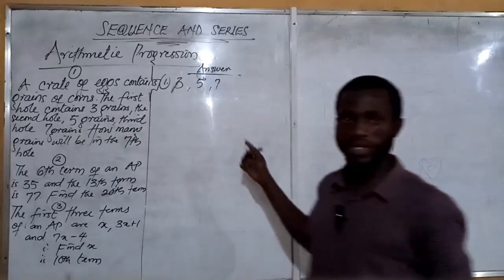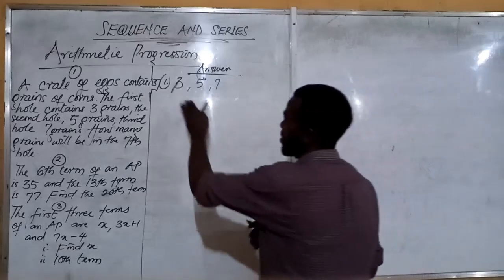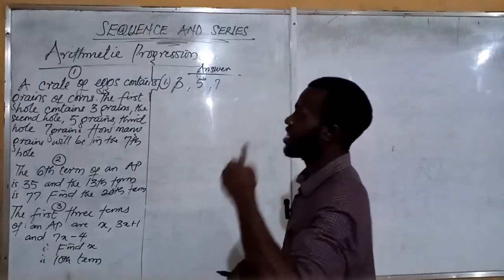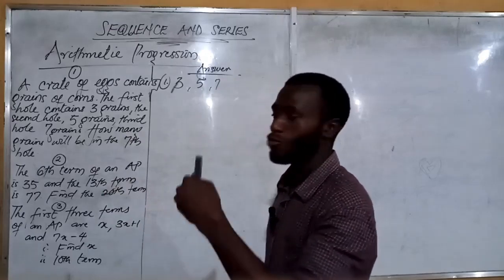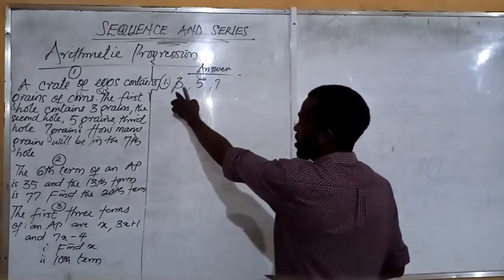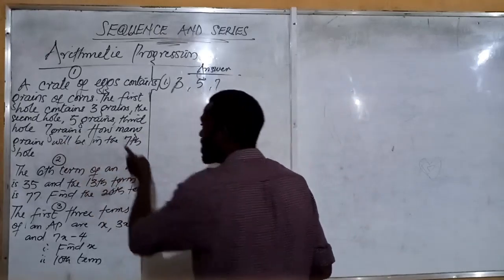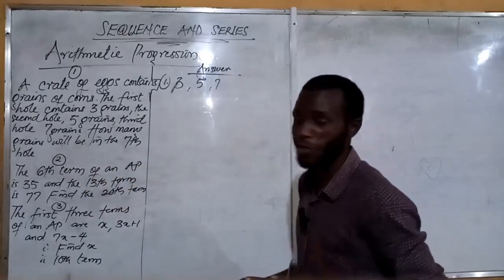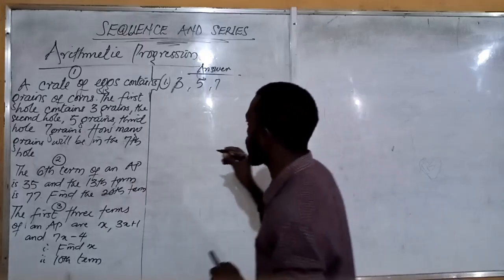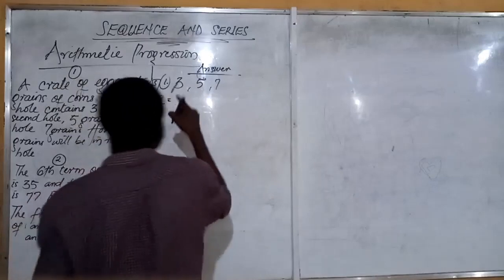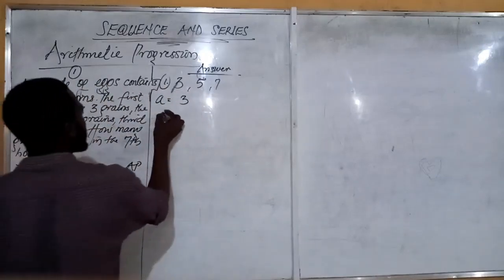All right, this looks like an AP, isn't it? Because there is a form of regularity. So it means that each successive hole is differing by what? 2, 2, 2. But let's say we don't even know. Now, how many grains will be in the 7th hole? There are 2 ways to go about this. The first thing is to check for the A, which is the first term. What's our first term? Our first term is 3. And now, what is the common difference?